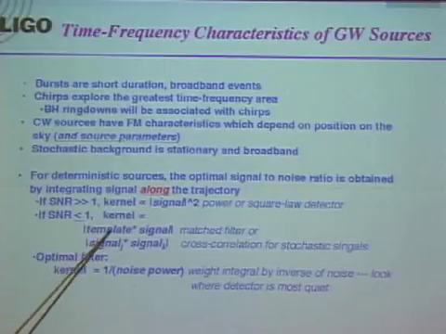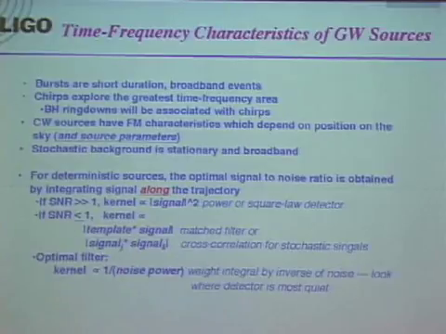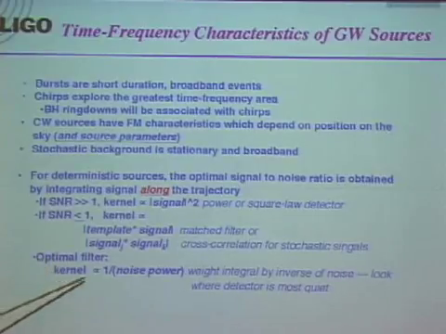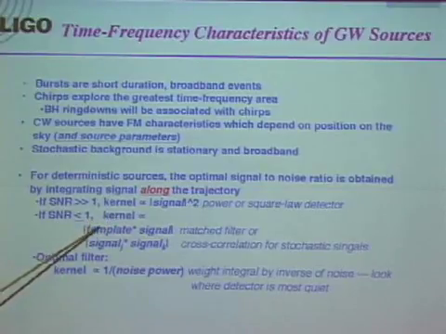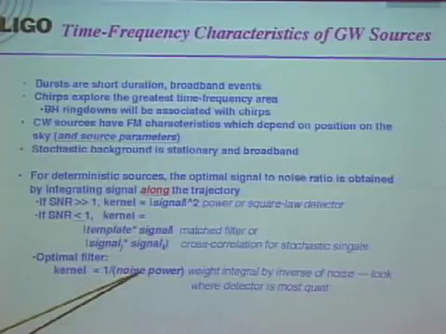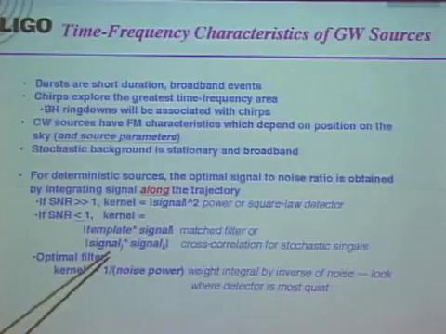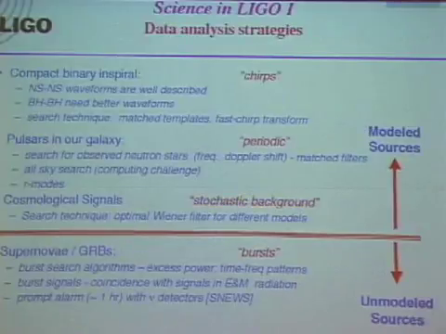If you have no template but you have two detectors, then in some way you could consider the second detector to be a template for you. So you can look at cross-correlation, and in fact that's what is done for the stochastic background. In every case, the optimal kernel that's done for the integral has a numerator that corresponds to a signal, and the denominator is weighted inversely by the noise power so that you look where the detector is most quiet.